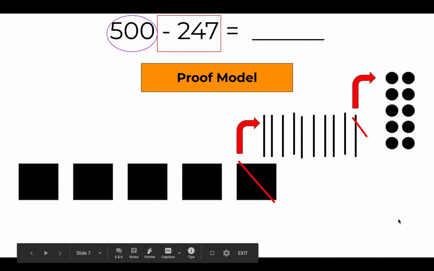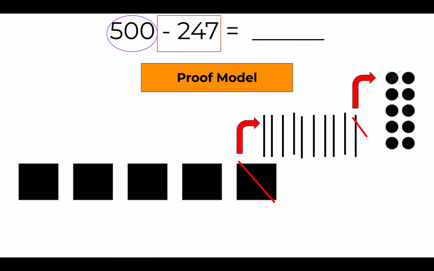I want to take away 7 ones, so I'll cross out 1, 2, 3, 4, 5, 6, 7 ones to leave 3 ones. So I've subtracted my ones place. Now I can subtract my tens. That's another reason that we wanted to make sure that we made the trade from hundreds to tens first, because we're also going to need to subtract some tens.